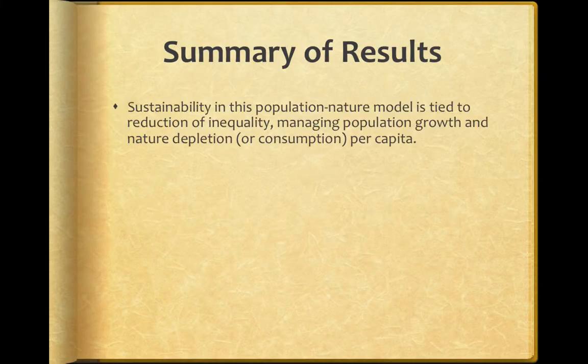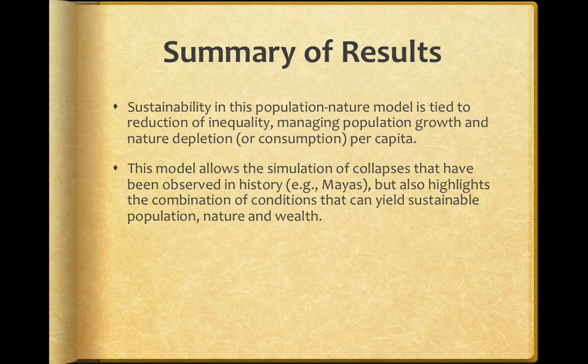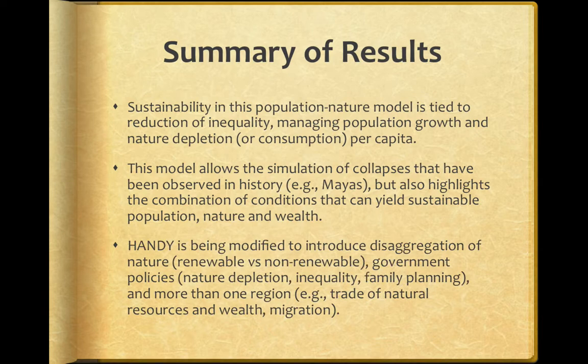I'll summarize the results. Essentially, sustainability in this population-nature model is tied to the reduction of inequality, to managing population growth, and managing nature depletion or consumption per capita. So this delta parameter is critical in these dynamics. This model allows the simulation of collapses that have been observed in history, like the Maya examples that we saw. But also, and perhaps more importantly, it highlights the combination of conditions that can yield sustainable population, nature, and wealth. Okay, and that's probably the key in this case.